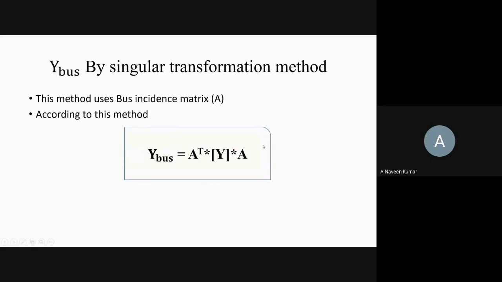So, Y bus formation by using the singular transformation method. Already we have derived one more method, Y bus formation by using the direct inspection method. That method is used when the number of buses or nodes in the network is very small. With fewer nodes, we can easily write the matrix of Y bus directly by seeing the network.